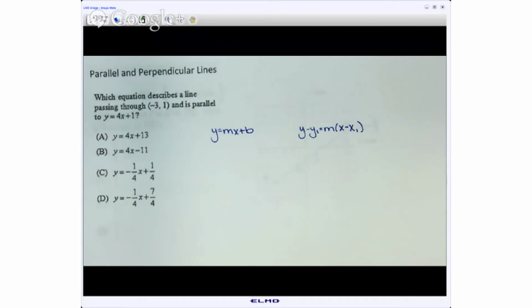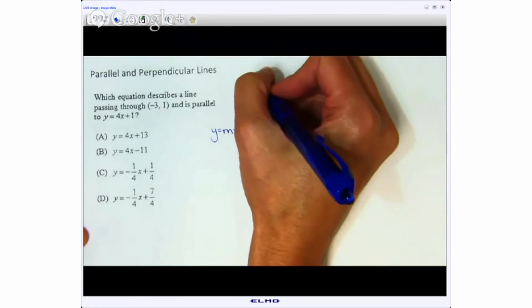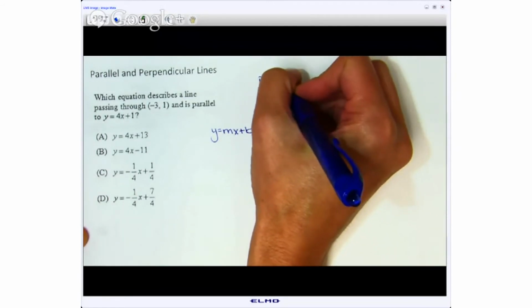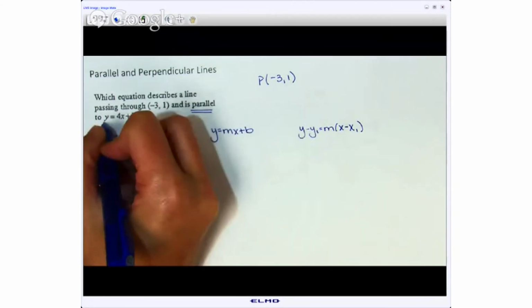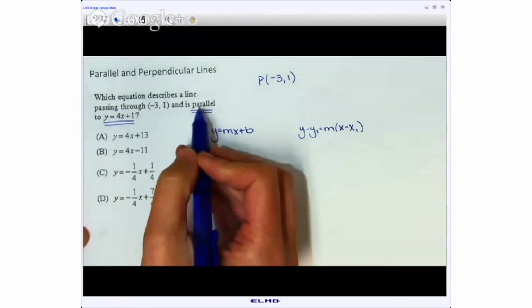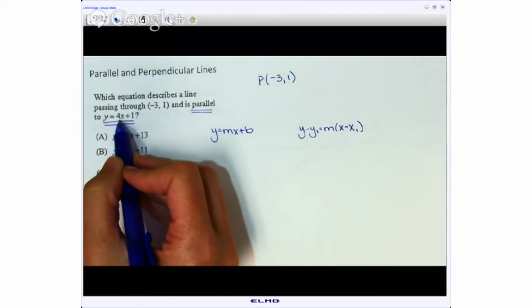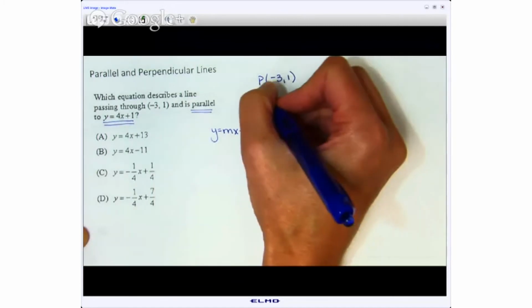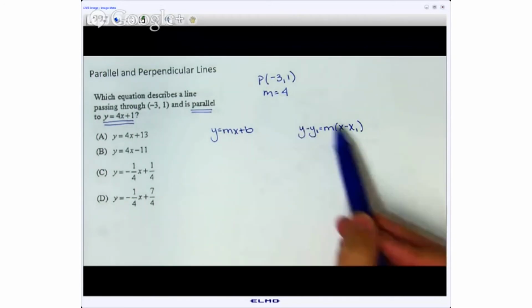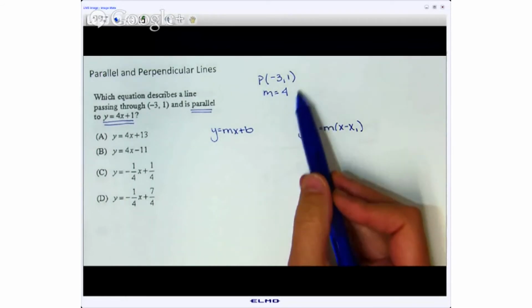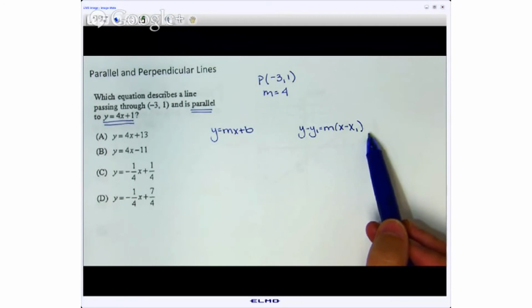Which equation describes a line passing through (-3, 1) and is parallel to y equals 4x plus 1? So the first bit of information is I have some point (-3, 1), and because it says parallel to y equals 4x plus 1, I know that the slope has to be the same, and this given equation says that my slope is 4. Based on the given information, my first reaction is to substitute into point-slope. I'm given a point, I'm given a slope, therefore I would use this equation here.